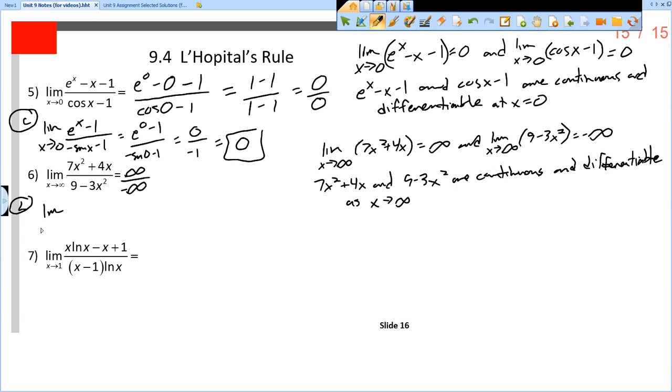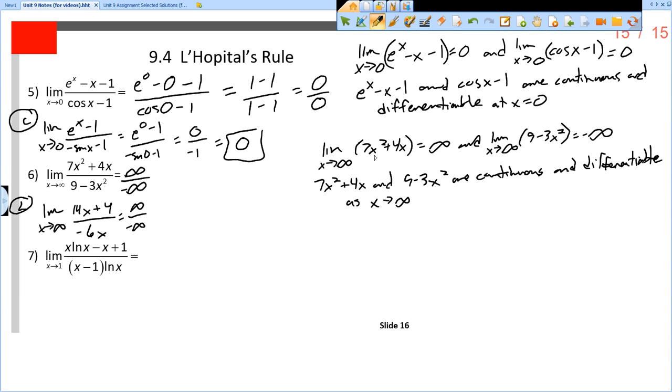So limit as x approaches infinity. The derivative of 7x squared plus 4x is 14x plus 4, divided by the derivative of 9 minus 3x squared: the derivative of 9 is 0, and the derivative of negative 3x squared is negative 6x. Now when we reevaluate, we're going to get infinity over negative infinity once again.